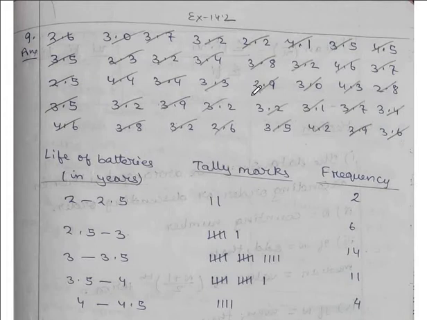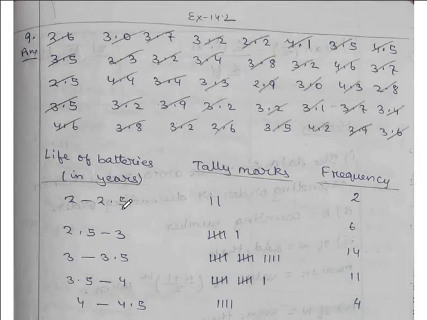So you are going to make a group frequency distribution based on these numbers. One of the sample groups is given, 2 to 2.5, and class size should be maintained at 0.5. So while answering this, first note down all the numbers. After that, first put the headings: life of batteries in years, then tally marks, then frequency.